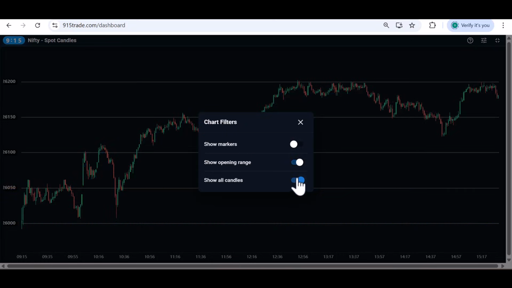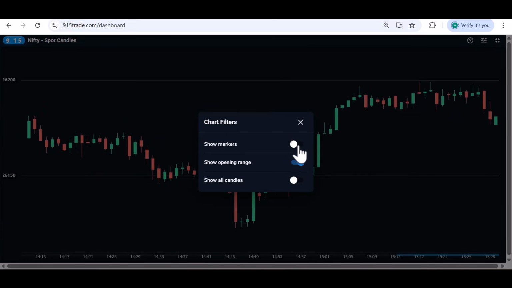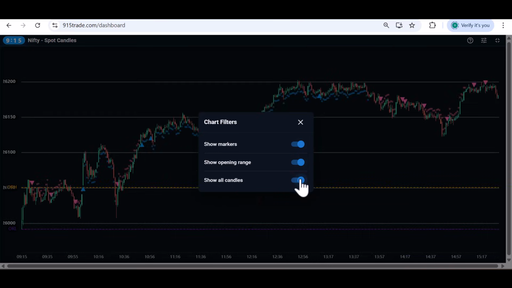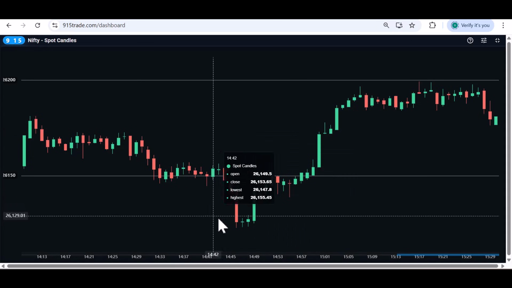Turn markers on or off. Show or hide the opening range lines. Turn off, show full candles, and a slider appears. Now you can scroll and zoom into any 80 candle section of the day. Works perfectly in both live and historical mode.